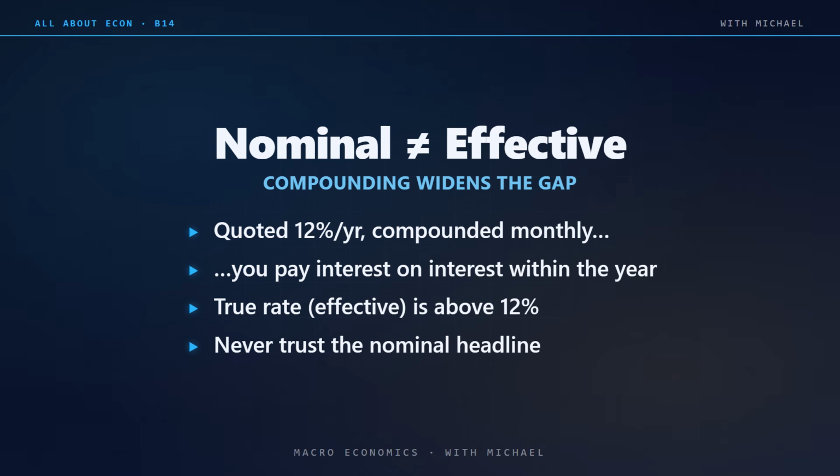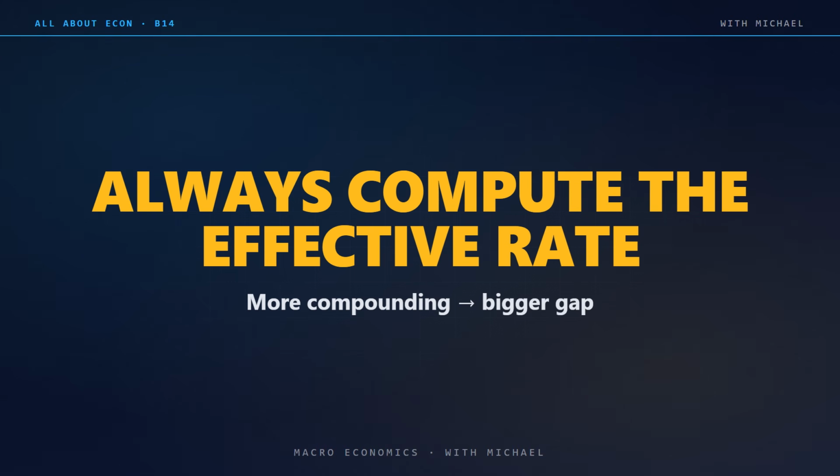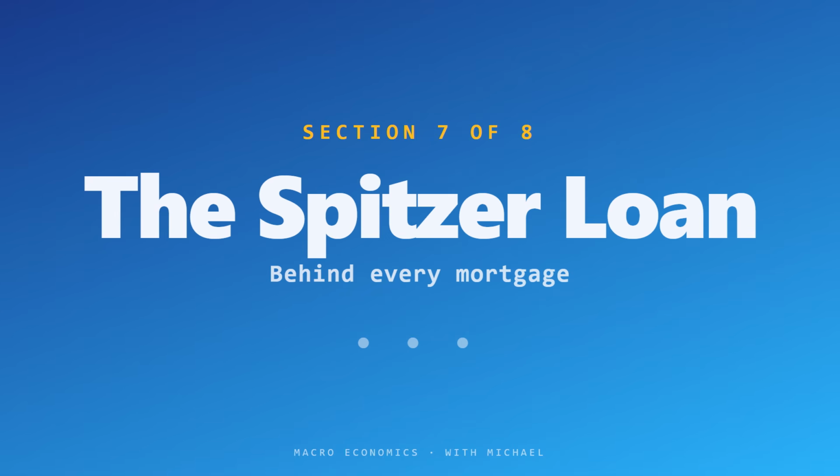That true rate is the effective interest rate. 12% quoted, compounded monthly, works out to an effective rate noticeably above 12. The lesson echoes our bond episodes. Never trust the quoted, nominal number. Always compute the effective rate to know what you are really paying. The more frequent the compounding, the wider the gap between the nominal headline and the effective reality.